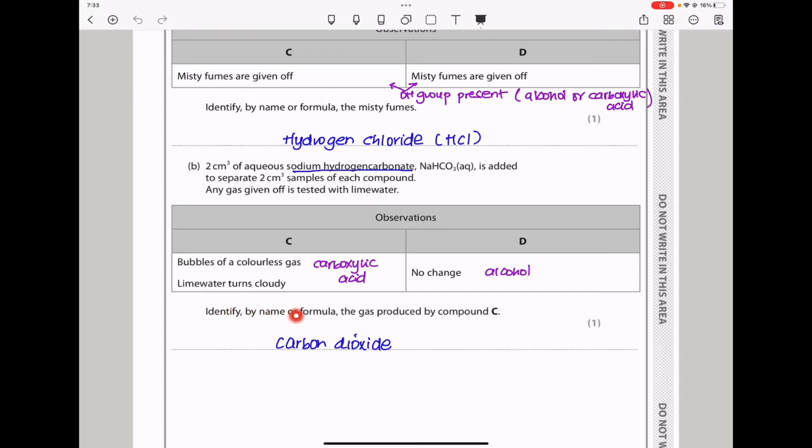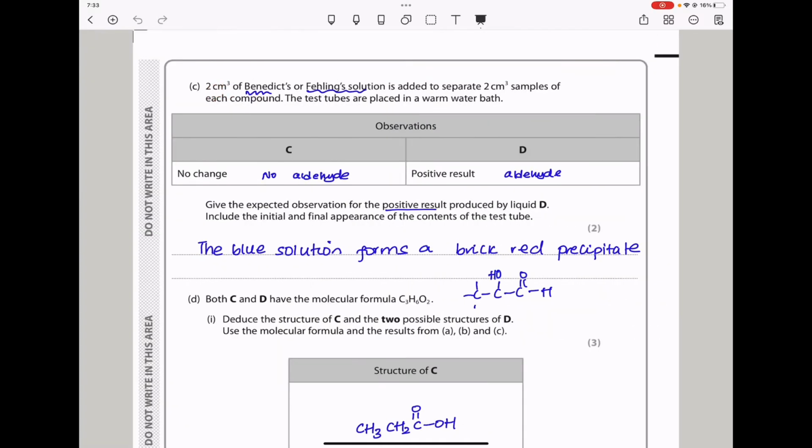So they say identify by name or formula the gas produced by compound C. This is carbon dioxide gas. In part C, they say 2 cm³ of Benedict's solution is added to a separate 2 cm³ sample of each compound, and the test tubes are placed in a warm water bath.